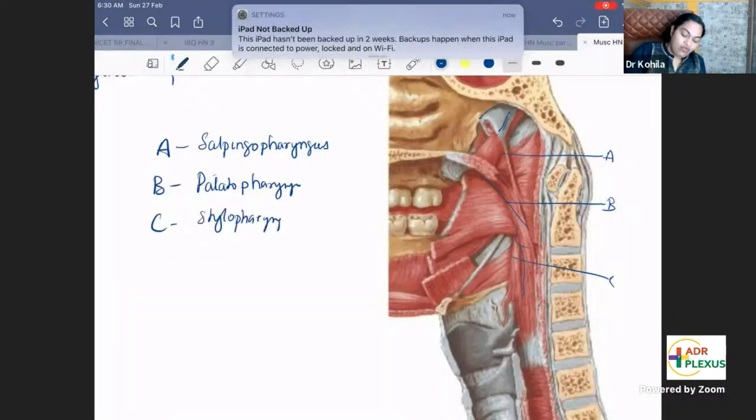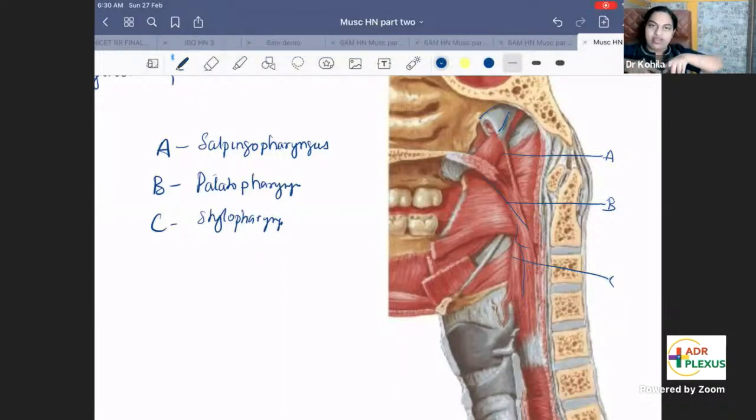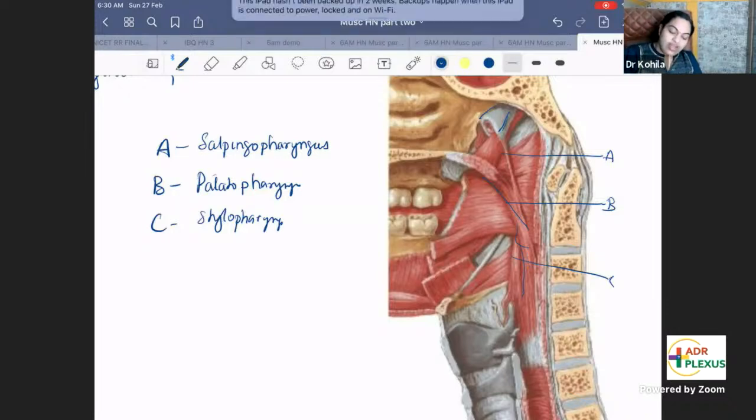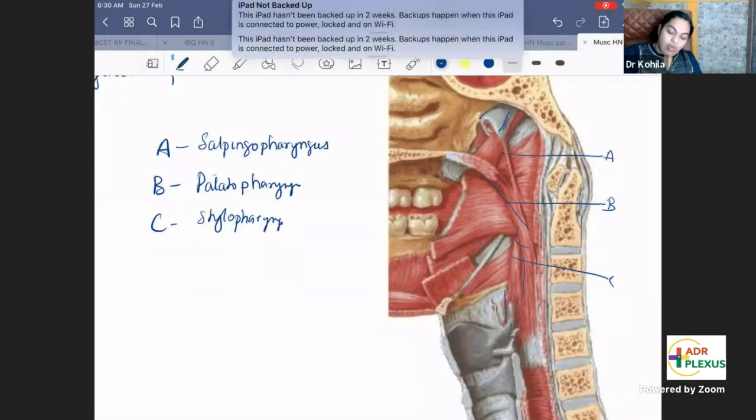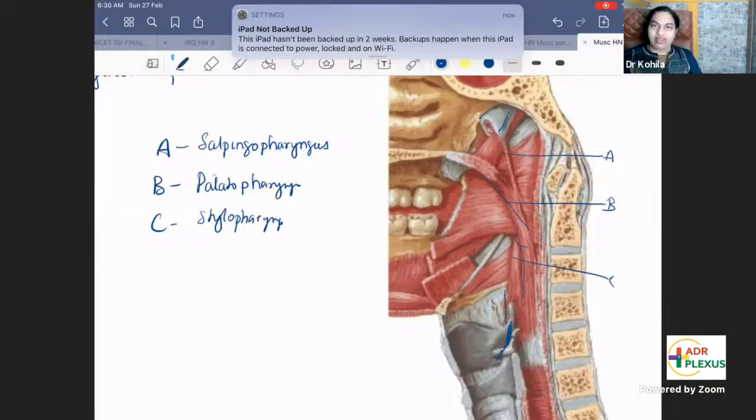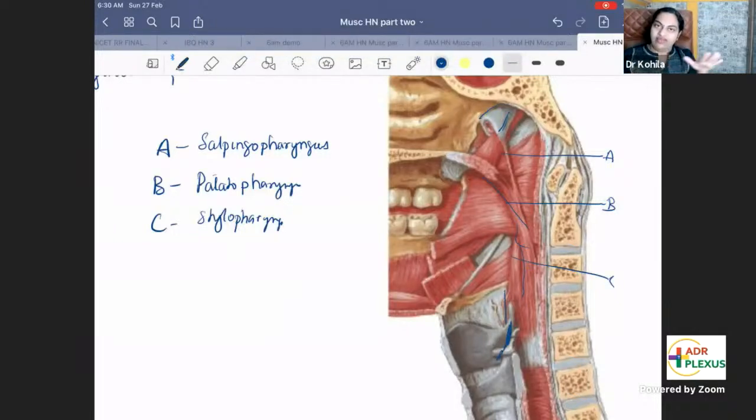Okay, stylopharyngeus. Now all the three longitudinal muscles form a conjoined tendon that is going to get inserted into the posterior border of the lamina of the thyroid cartilage. Is that fine? Now we'll move on to the constrictor muscles.